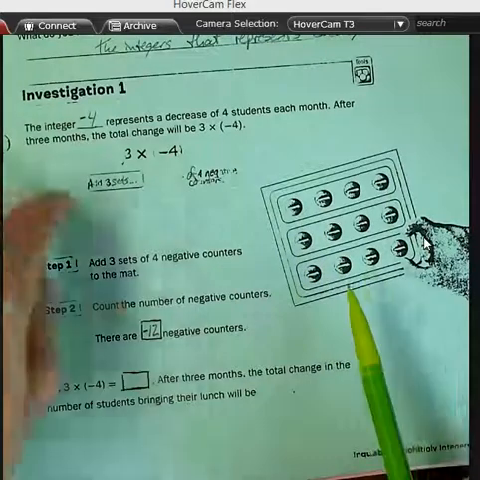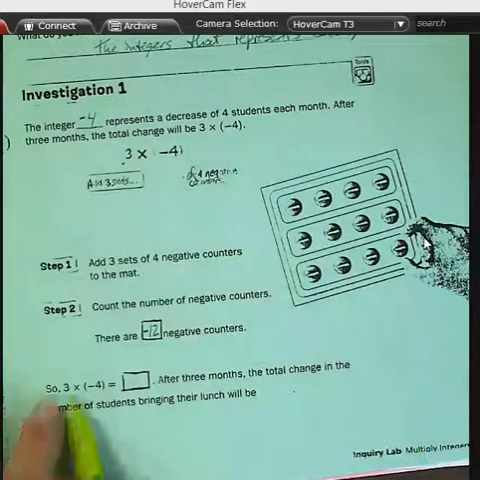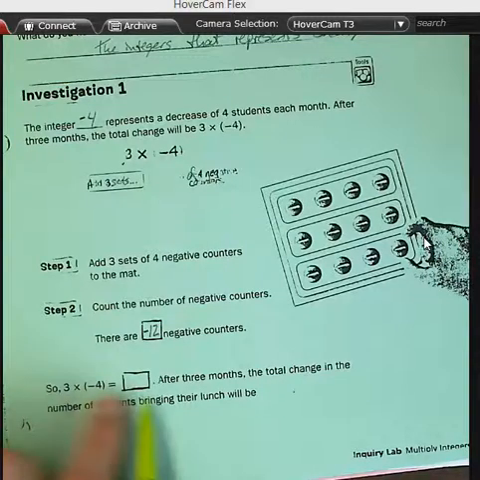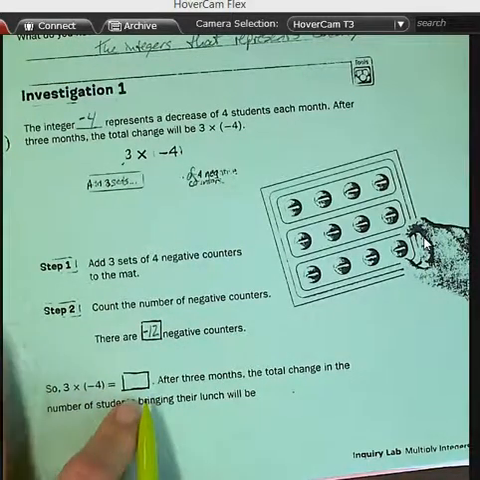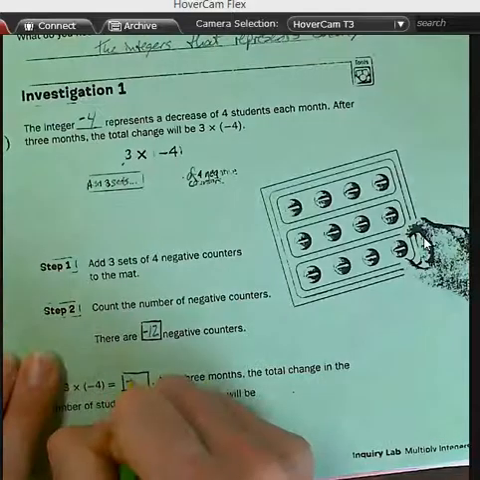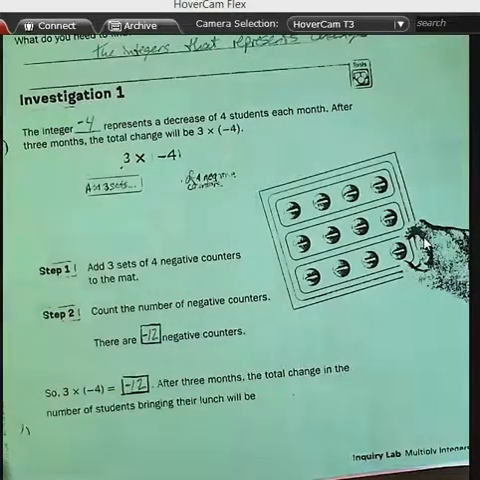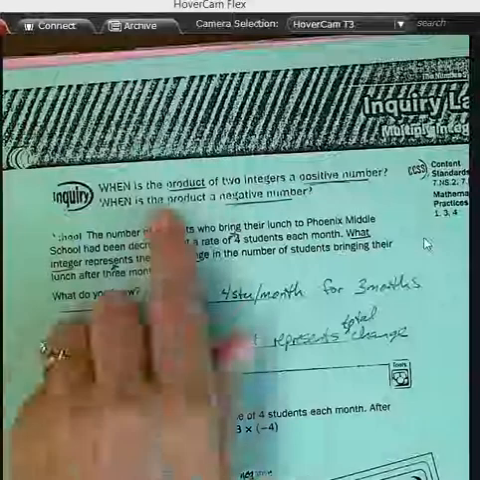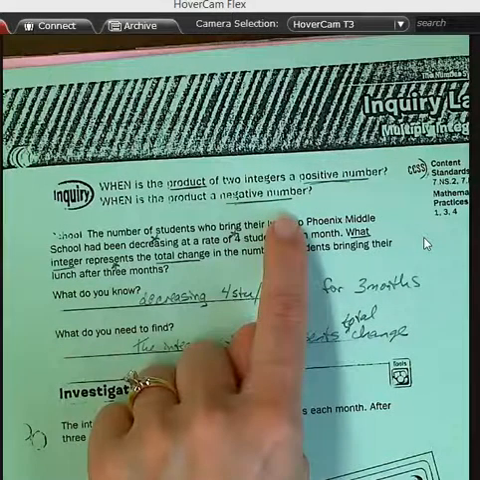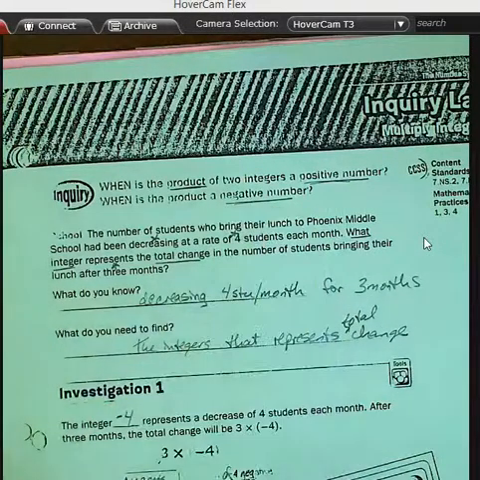You see how it's connected to our number sentence? So 3 times a decrease of 4 students is what? How many? -12. So we are using our counters just like we did for addition and subtraction. But what we're looking for today is a pattern that tells us when the product is positive and when the product is negative. You are looking for a pattern because no one wants to keep drawing these chips, right?